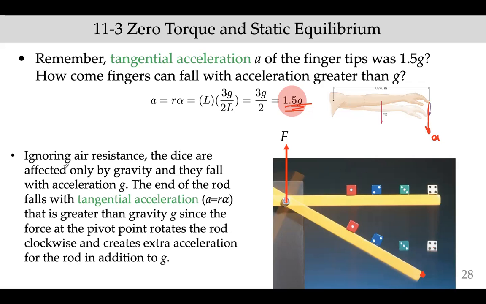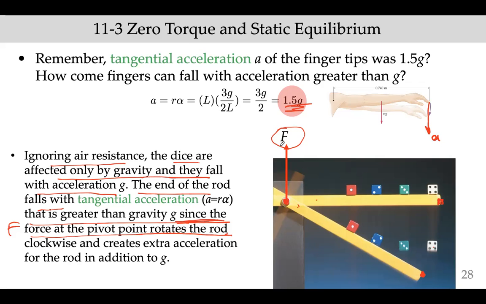Now here's the explanation. Ignoring resistance, the dice are affected only by gravity, and they fall with acceleration g. The end of the rod falls with tangential acceleration given by r times alpha, and that's greater than gravity. Why? Since the force at the pivot point rotates the rod. This is the pivot point, and because it's fixed on the wall, there is going to be a force due to this bolt on the rod. Let's call it force F. The force F here, at the pivot point, rotates the rod clockwise.